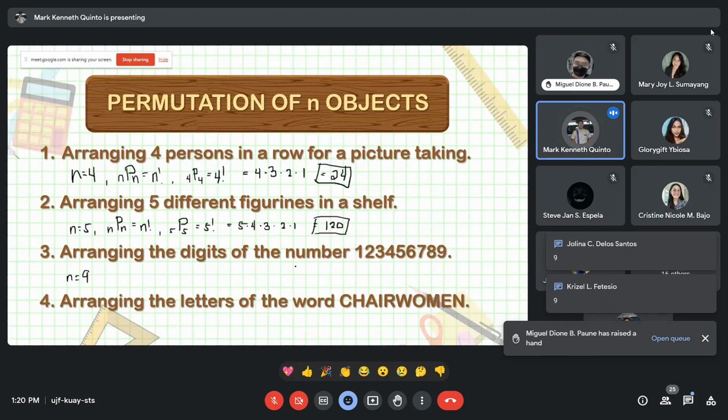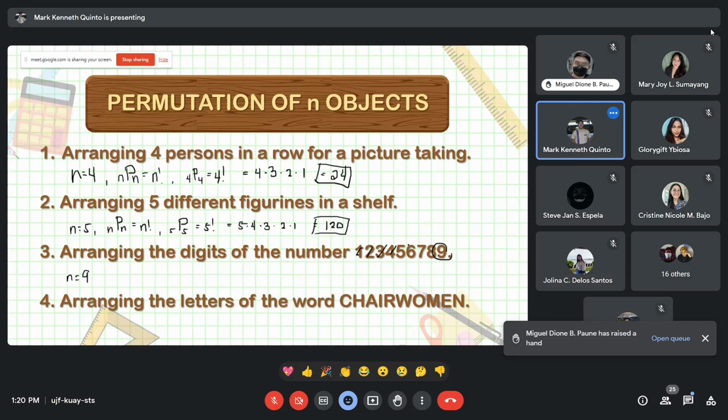Kasi we just have to count the numbers, or the digits. So we have 1. Actually, we don't need to count it kasi kita na 1 to 9 siya. So therefore, 9 yung value nung ating n. Pero kung bibilangin talaga natin siya, this is actually 1, 2, 3, 4, 5, 6, 7, 8, and 9. So that is n is equal to 9.